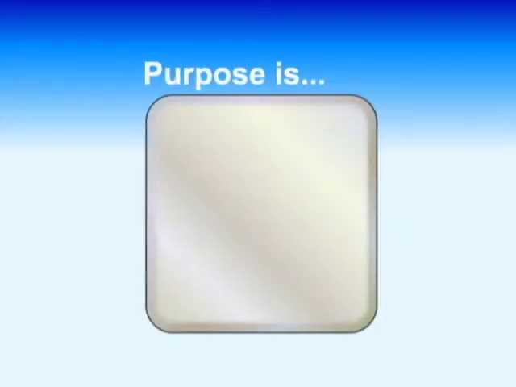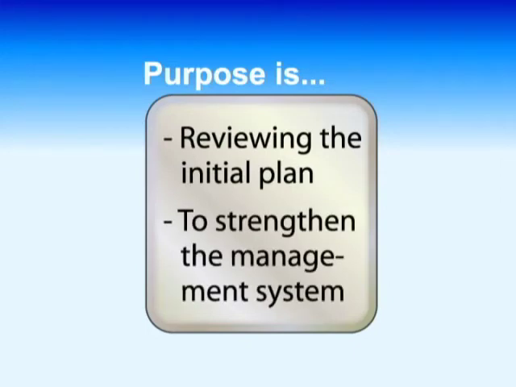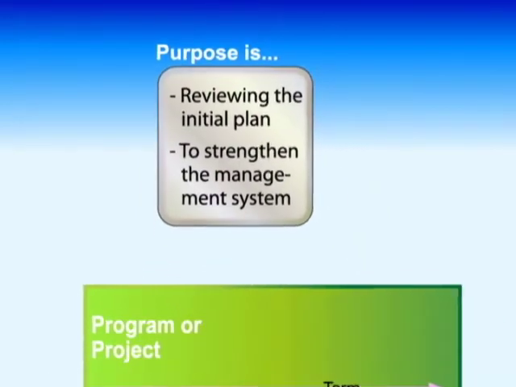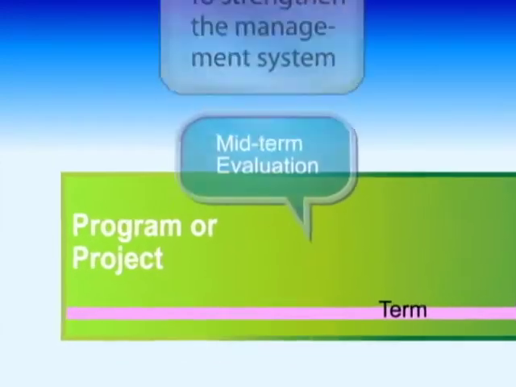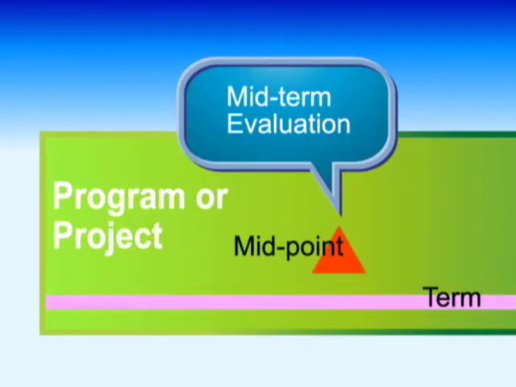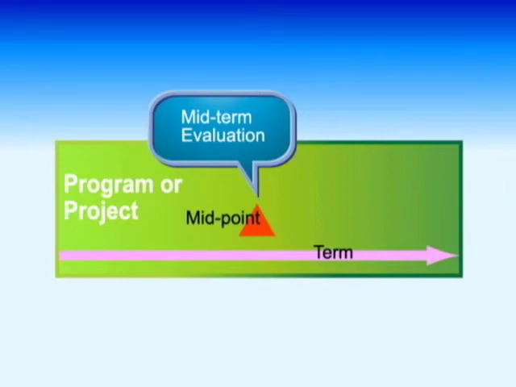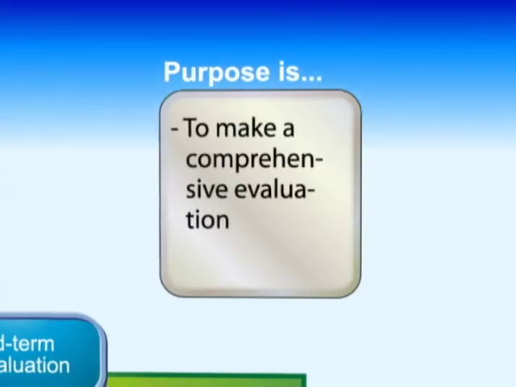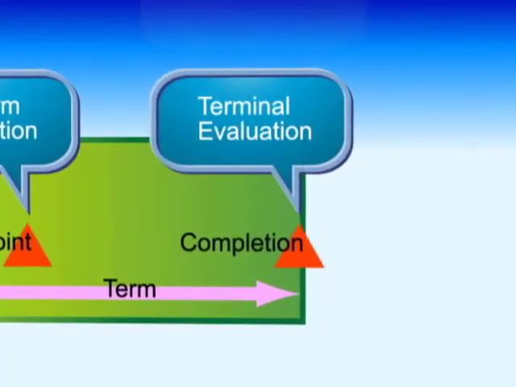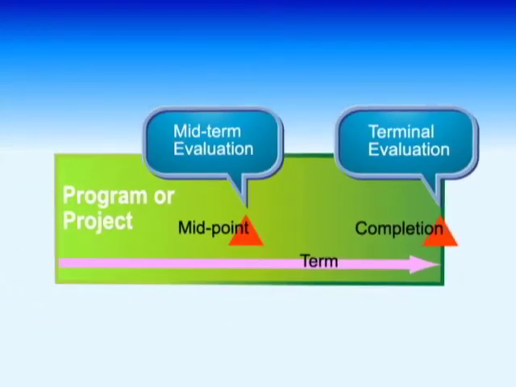If the purpose is to check the condition of implementation for reviewing the initial plan and to strengthen the management system by looking to see if a program or project is effectively progressing as scheduled, a so-called midterm evaluation is recommended, which is carried out halfway through the program or project. If the purpose is to make a comprehensive evaluation, a so-called terminal evaluation is recommended, which is carried out at the end of a program or project.